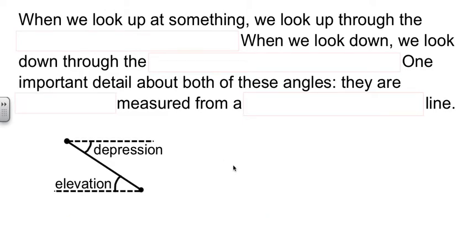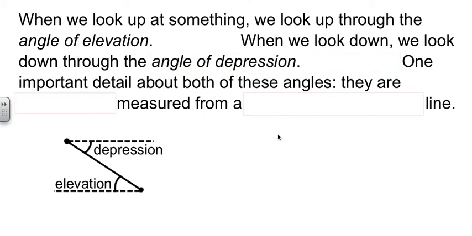Now, another idea we're going to have to look at is something called the angle of elevation and the angle of depression. When you look up at something, you look upward through what's called the angle of elevation. It's the angle you have to turn your head up to look up at something. If you're looking down at something, then what you're looking at is the angle of depression.